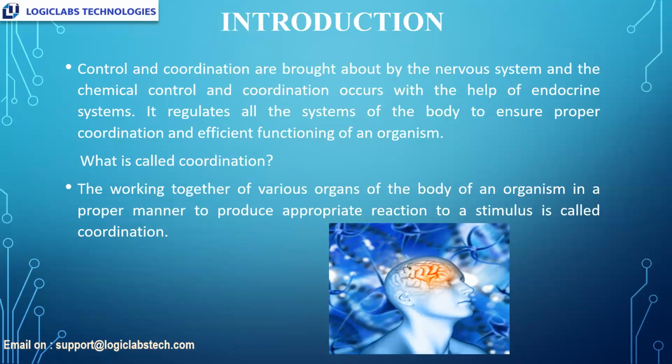Control is where your body regulates and functions all together, and then the coordination of the body systems takes place. When there is no control and coordination, the working system of the organism or the body does not fall into place. This is mainly brought about together by the nervous system as well as with the help of the endocrine system. Both of them play a very major role in control and coordination of a human body. So it regulates the proper coordination and efficient functioning of an organism.